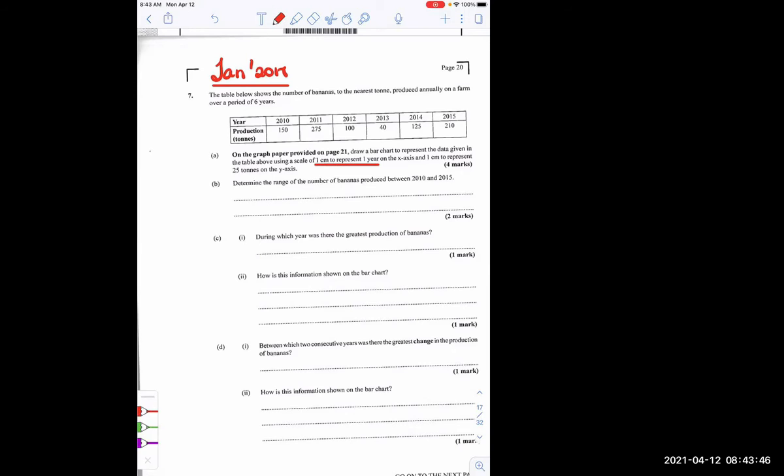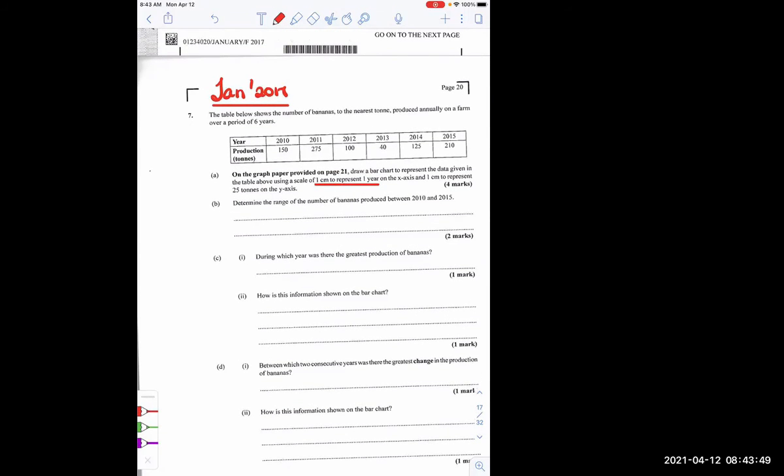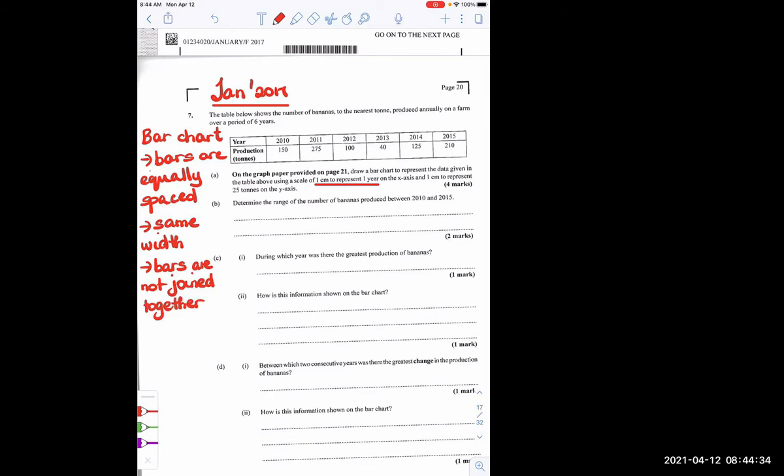So if we go back to the scale, they told us that 1 cm represents 1 year. And what I want you all to write in your book, that a bar chart, right? The bars are equally spaced. So you're writing this in your maths book, right? They are equally spaced. They are of the same width, and they are not joined together. The bars are not joined together. All right? So let me know when you all are finished writing that little note there.